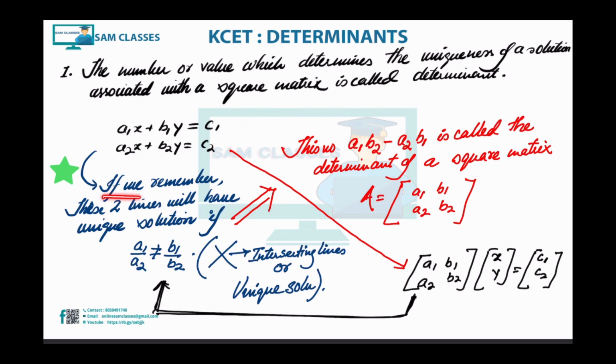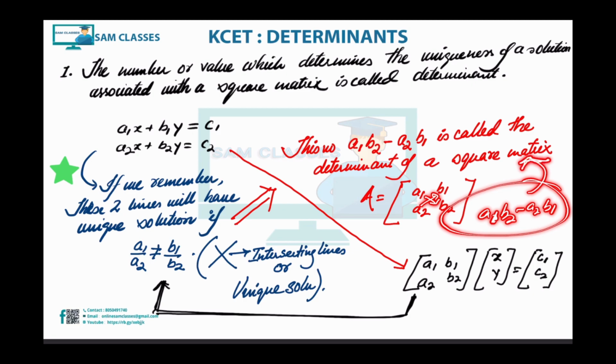Now they'll have a unique solution if, what is the condition? If they're intersecting, correct, unique solution. So then what has to happen? A1 by A2 should not be equal to B1 by B2. And a unique value is represented. What is that value? A1 B2 minus A2 B1, and this value is nothing but the determinant of a square matrix. So for a square matrix, the determinant basically is a value associated with each square matrix. Nothing more than that.